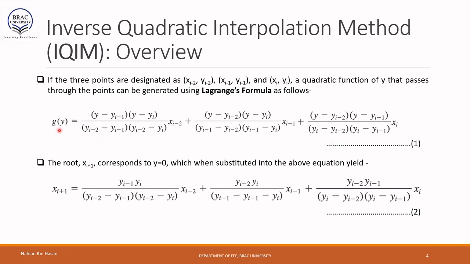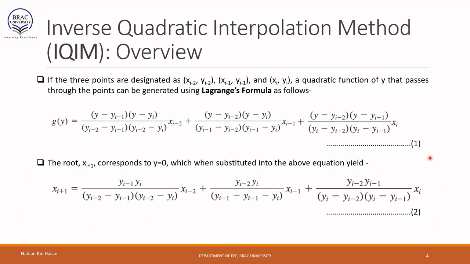Now this parabola is going to intersect the x-axis at some point, and at that intersection the corresponding y value, or the function value, would be 0. So if we substitute the function value at that intersection point, that means y equal to 0, then we will get our corresponding root, which is x_{i+1}. So substitute y equal to 0 into the first equation and then solve. We will get our approximation root as x_{i+1}. So this is our approximation root equation that we are going to use to find the root at any specific iteration.